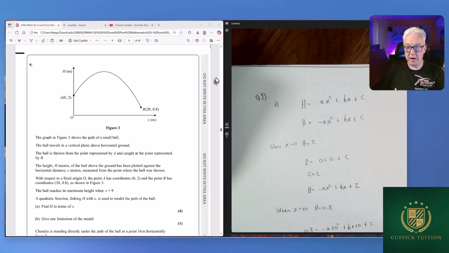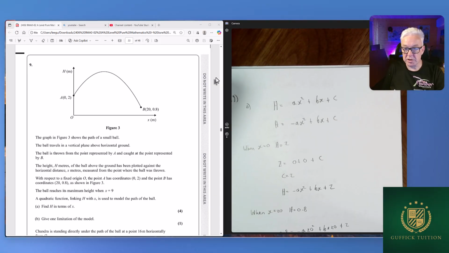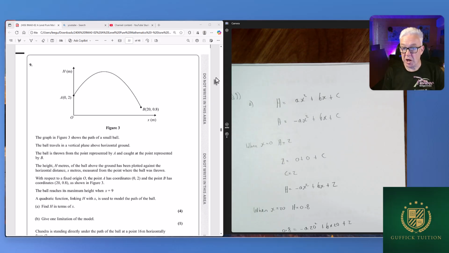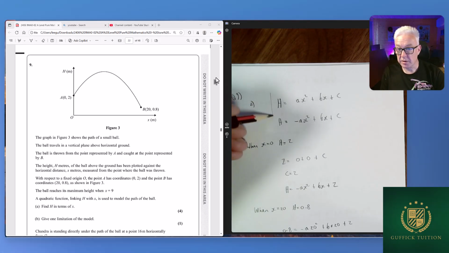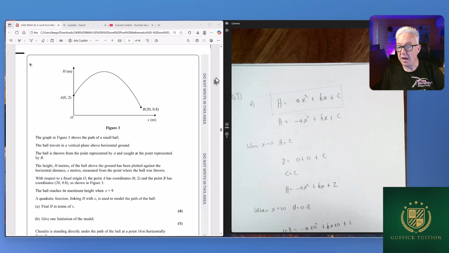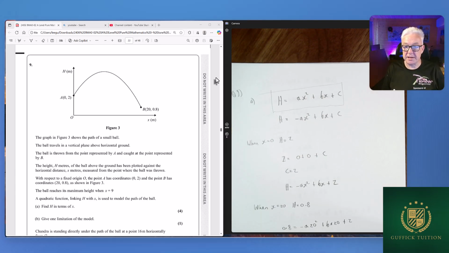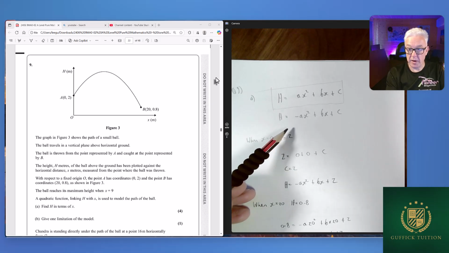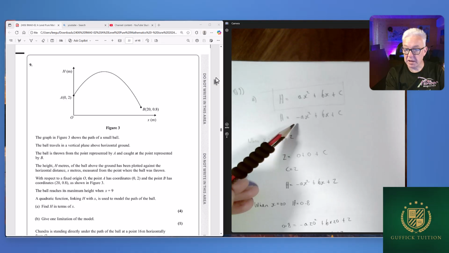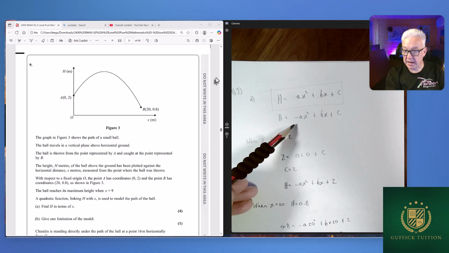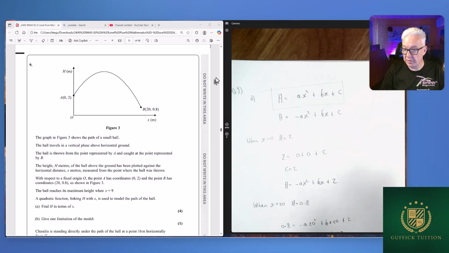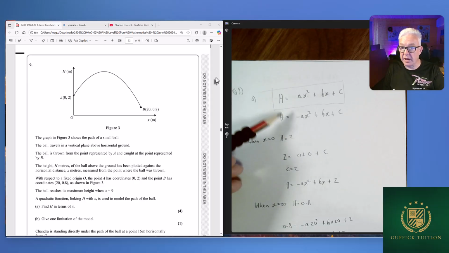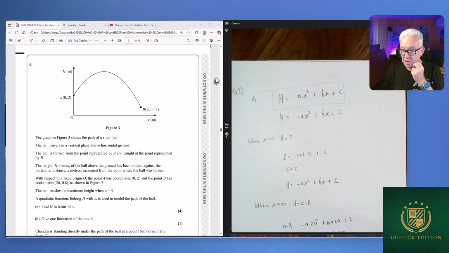Okay, so there's various ways we can do this, but I've just chosen to start off by writing down the general form of a quadratic. So the height is equal to ax squared plus bx plus c. Now for my next step, I've chosen to rewrite this as minus ax squared plus bx plus c, because I can see that what I've got here is a negative quadratic. You don't need to do that. If you left it like that, you would just find out that your a turns out to be negative. But I've written it like that.